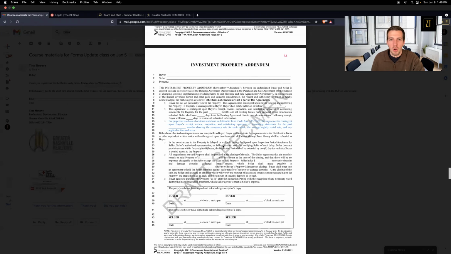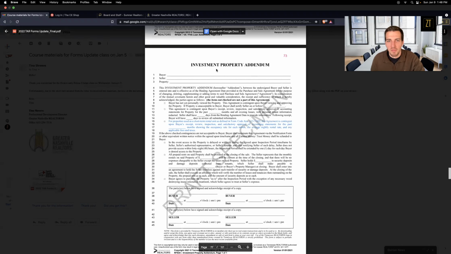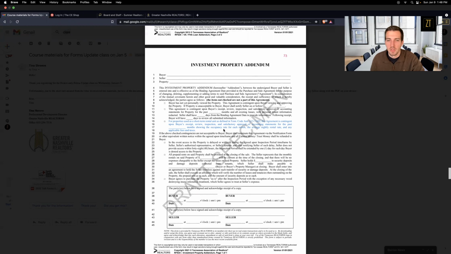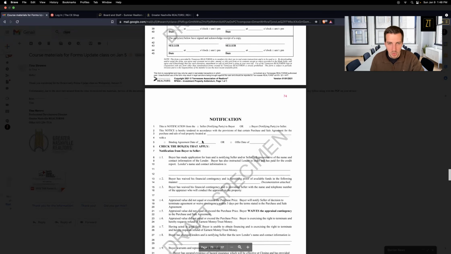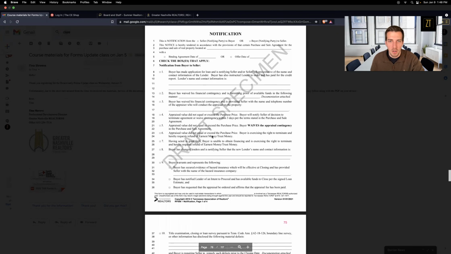And then the last couple are investment and commercial properties. So I'll just kind of breeze through this real quick. But investment property addendum, they added a checkbox for properties used as short-term rentals. This agreement is contingent upon buyer's receipt, review, inspection, and approval of accounting statements for the past blank months showing occupancy rate, average nightly rental rate, and any applicable fees and taxes. So they added that for short-term rentals because those are taking off.